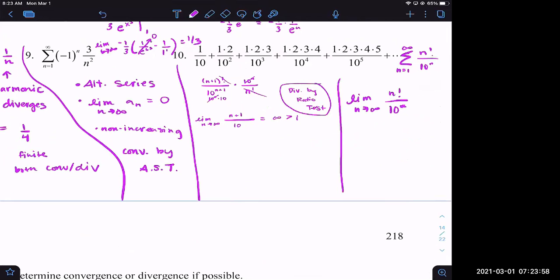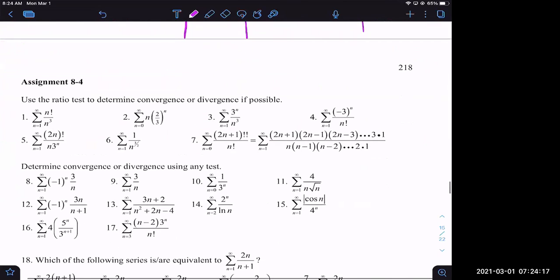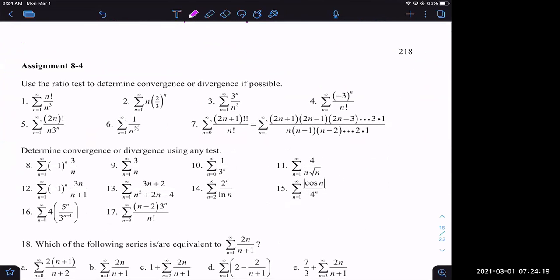What increases faster, factorial or exponential? Factorial. So this does equal infinity. So I could have said it diverges by nth term test. Okay. So often there is more than one test that would work. There was an easy way that I overlooked at first, and then the harder way, but both will give us the same conclusion.